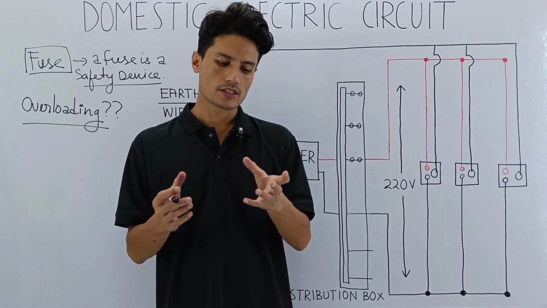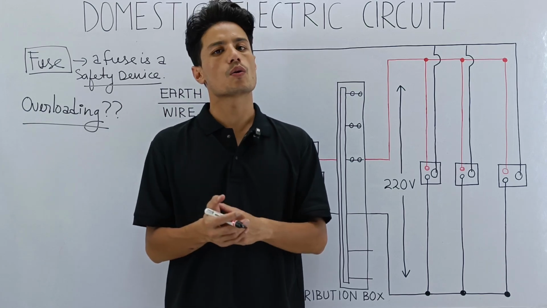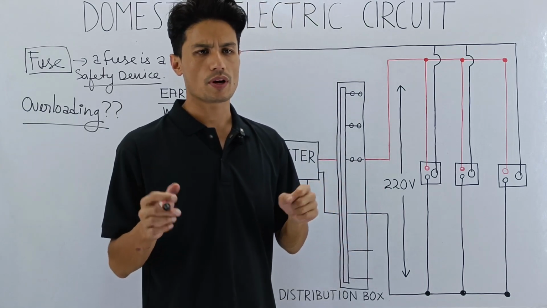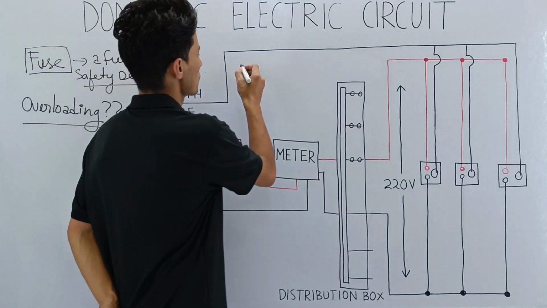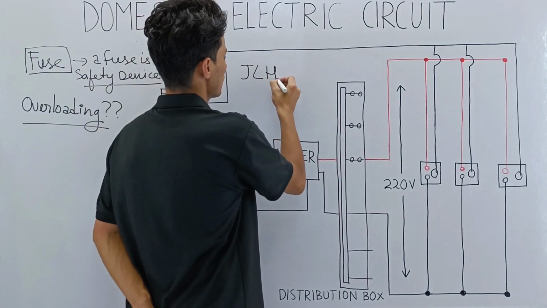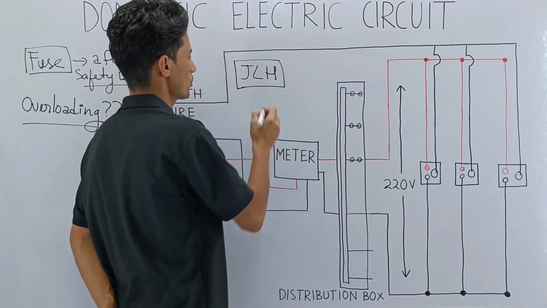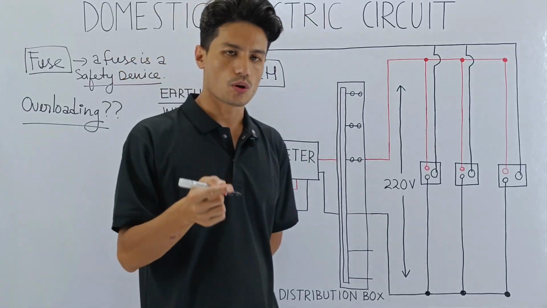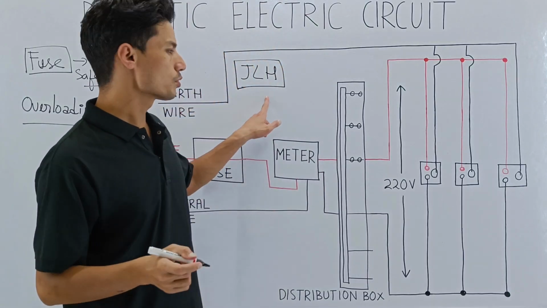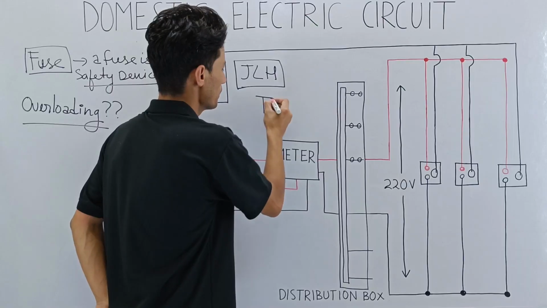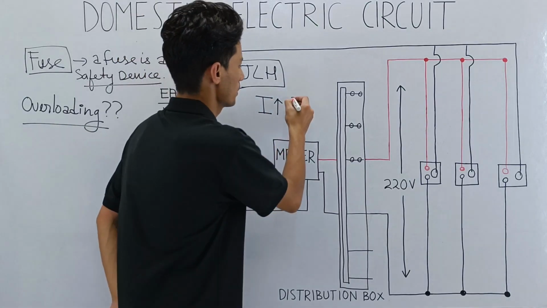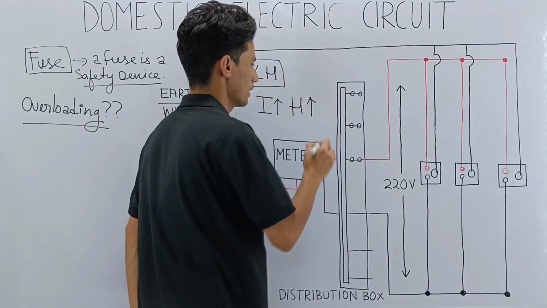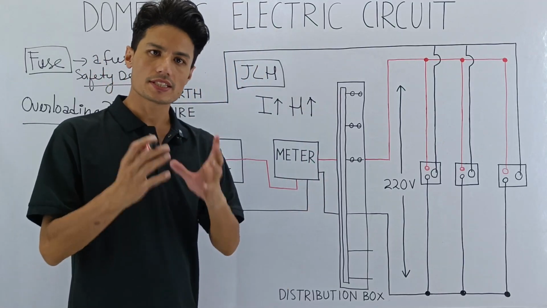Overloading is when excessive current flows through the wires, which is not good. Now, why is it not good? It is not good because we know Joule's law of heating, JLH. JLH stands for Joule's law of heating. So we know from Joule's law of heating that when too much current, a strong current, a high current flows, tremendous heating will take place.